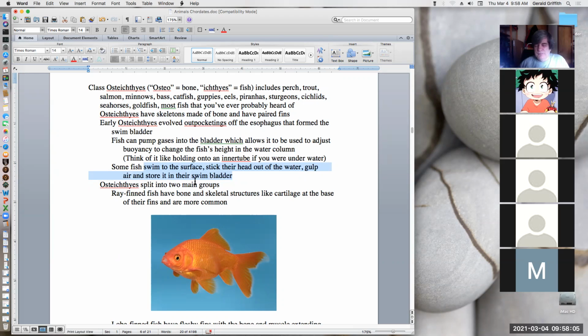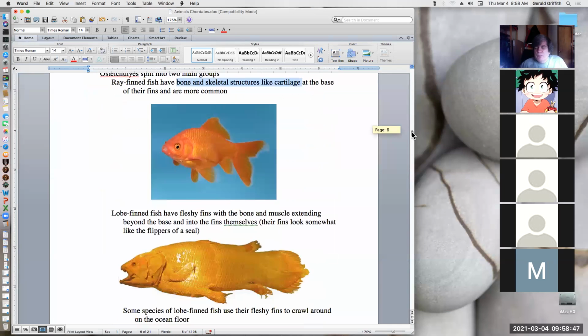swim bladder. Now, there are two main groups of Osteichthyes. There's a group called the ray fin fish, and they have very thin fins. And they do have some bone and some cartilage and some other skeletal structure, some things that we call ligaments and things like that. And these are at the base of the fin. So they're basically where the fin comes into the body. And most of the fish in the Osteichthyes are ray fin fish. However, the other group is important.